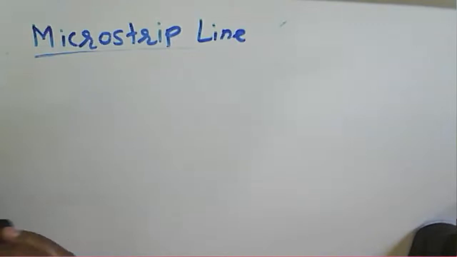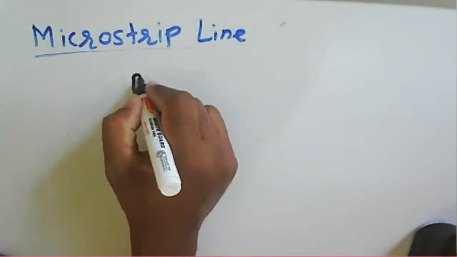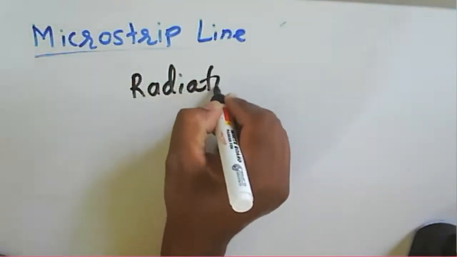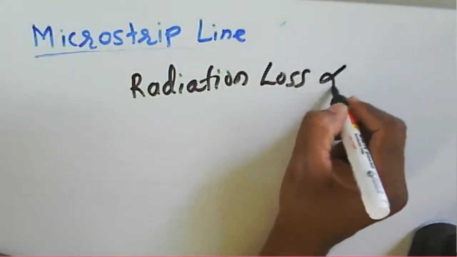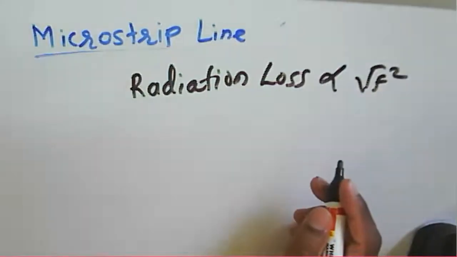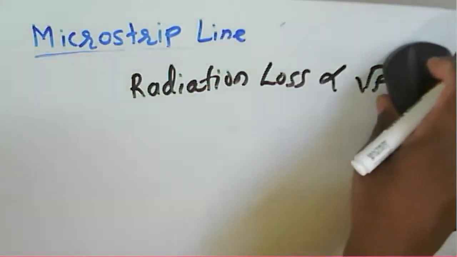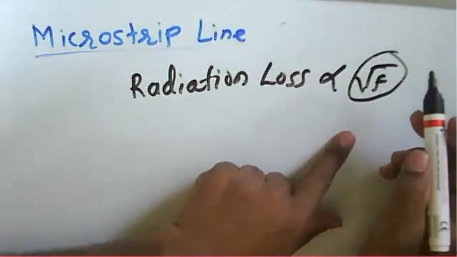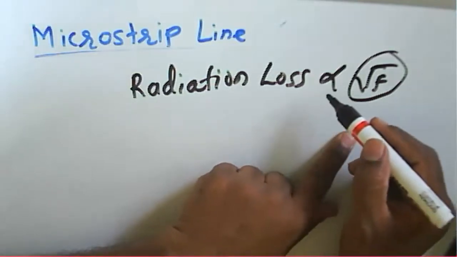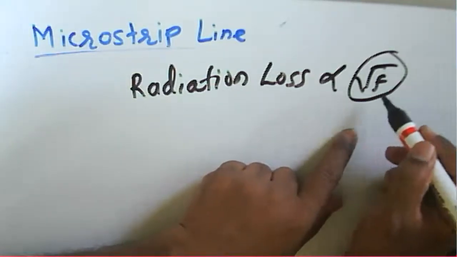And as we said, at high frequencies the conductor acts as a radiator. So if the microstrip line works at high frequency, then there will be a radiation loss, and that loss is directly proportional to the square root of the frequency. So if we use a different material at a higher frequency, then the loss will be different.